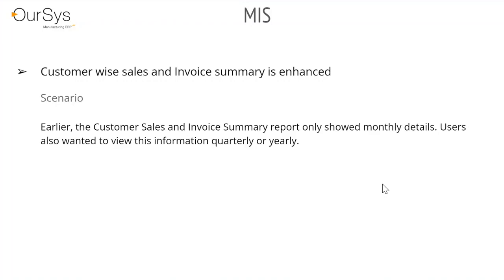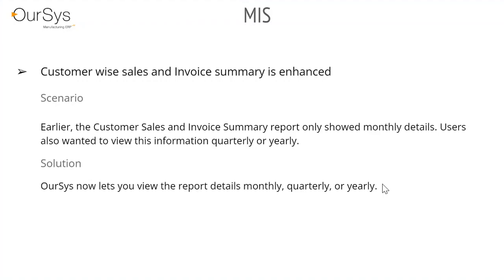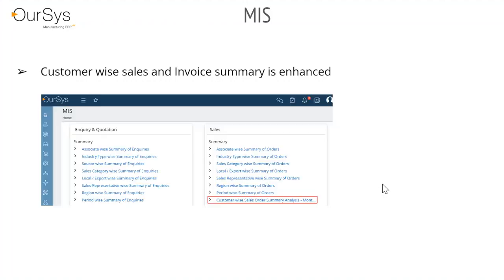Now, in this version, we have given provision in the search criteria of the report where you can select the report by default on a monthly basis, or you can select the report on a quarterly or yearly basis. So here you can see customer wise sales summary order analysis, and a similar report is also available under the invoice section where the customer wise invoice summary analysis report will be there.